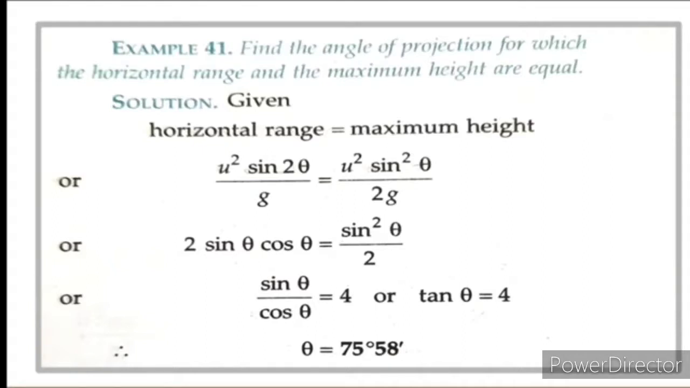So v0 square and g will get cancelled. So we have sine 2 theta equal to sine square theta by 2. Sine 2 theta is 2 sine theta cos theta, and simplifying we have sine theta by cos theta equal to 4, or tan theta equal to 4. So from the tables, you can find theta to be 75 degree 58 minute.